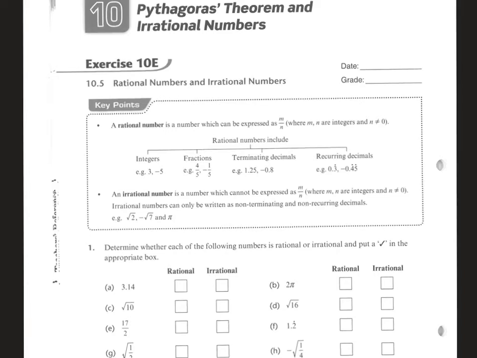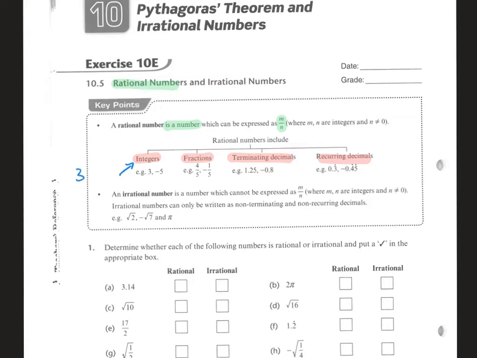Next part will be again very hard for some of you, because it's about whether you understand the word rational number, which is a number that can be presented as a fraction like m over n, where m and n are integers. Generally speaking, rational numbers include four groups: integers, fractions, terminating decimals, and recurring decimals. What does that mean? Let's start from integers first.